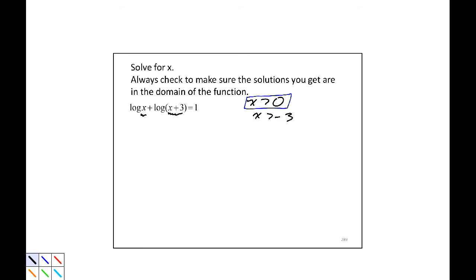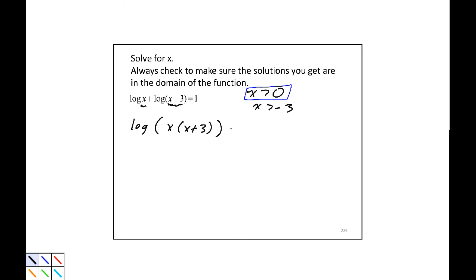Now, the product rule, because we have a sum of logs, would be that we have log of x times x plus 3. That's all inside the argument of our log. Log of x parentheses x plus 3 and all that's in the log equals 1. Well, based on the base of our log, that was a common log, we could write this in exponential form as 10 to the 1 equals x times the quantity x plus 3.